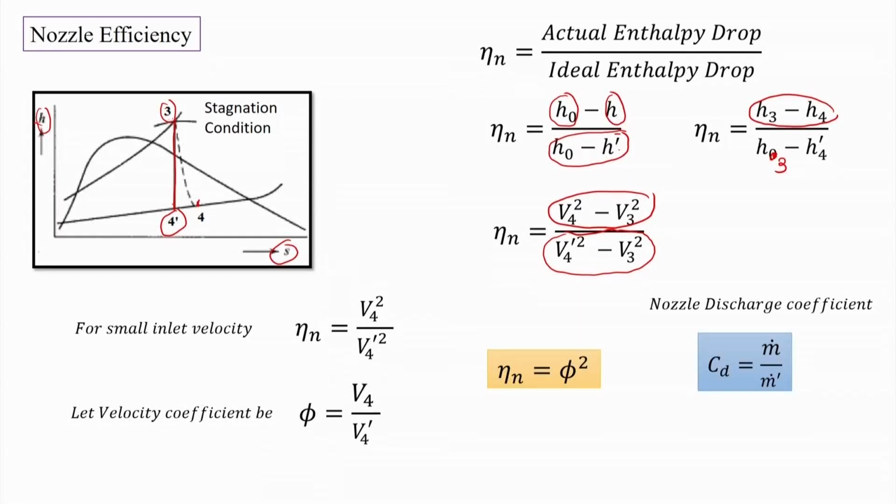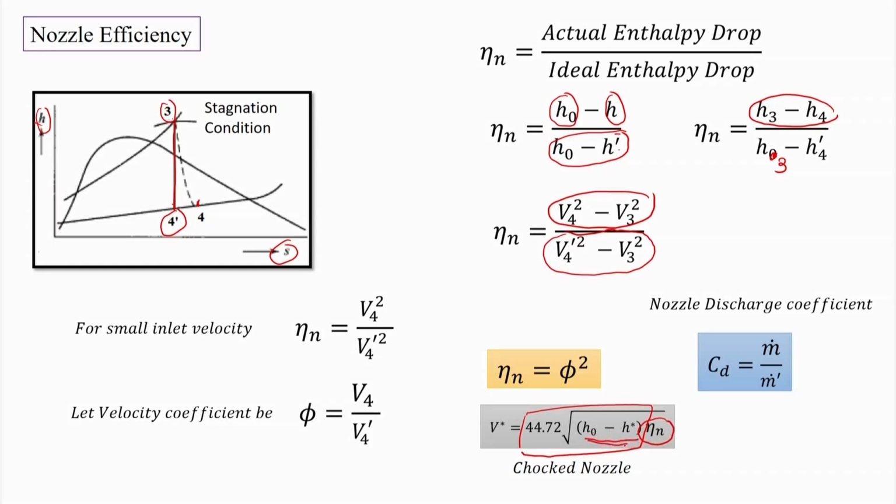Now, further we are adding one more terminology, which is nozzle discharge coefficient, basically coefficient of discharge, which is the actual mass flow rate through the nozzle divided by ideal mass flow rate through the nozzle. If we have a nozzle which is non-ideal, then to find out choked mass flow rate and critical velocity, the velocity formula, which was earlier for the ideal case, would have nozzle efficiency multiplied, since these enthalpies were ideal enthalpies.